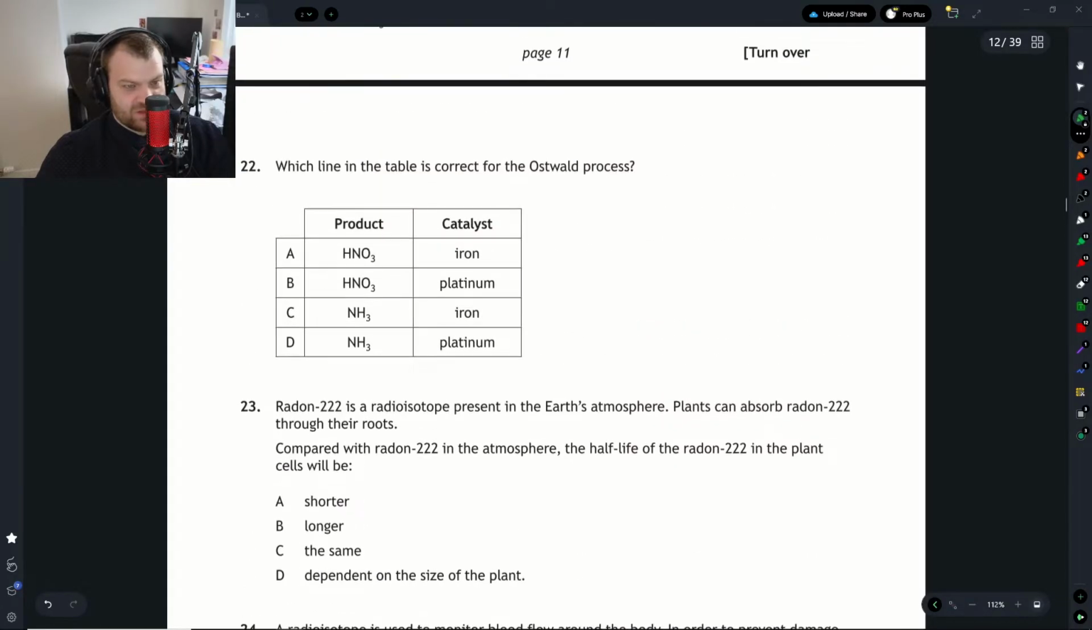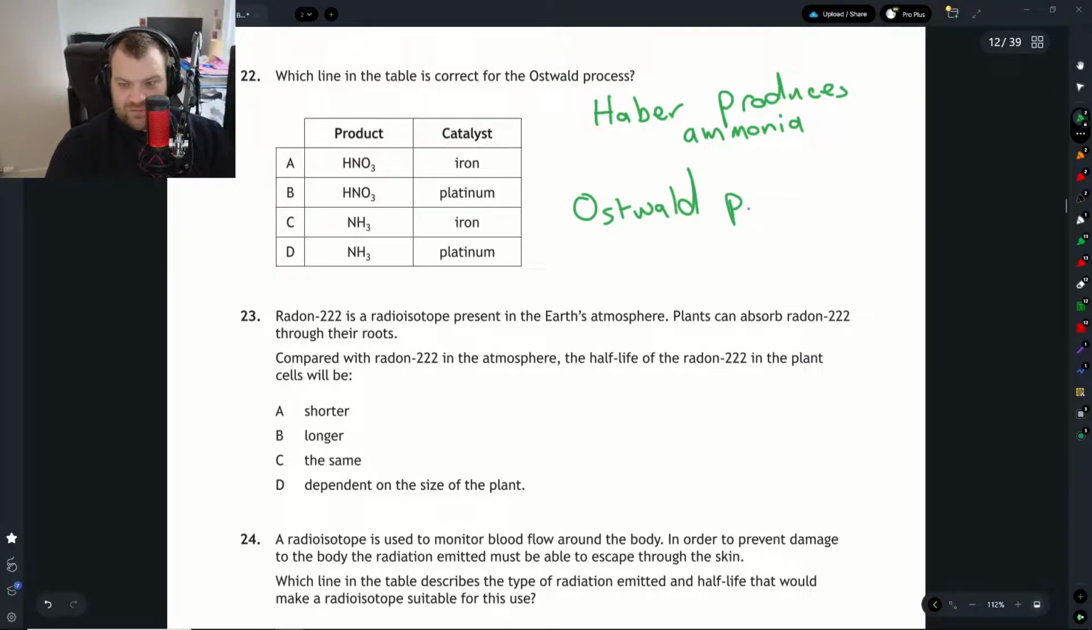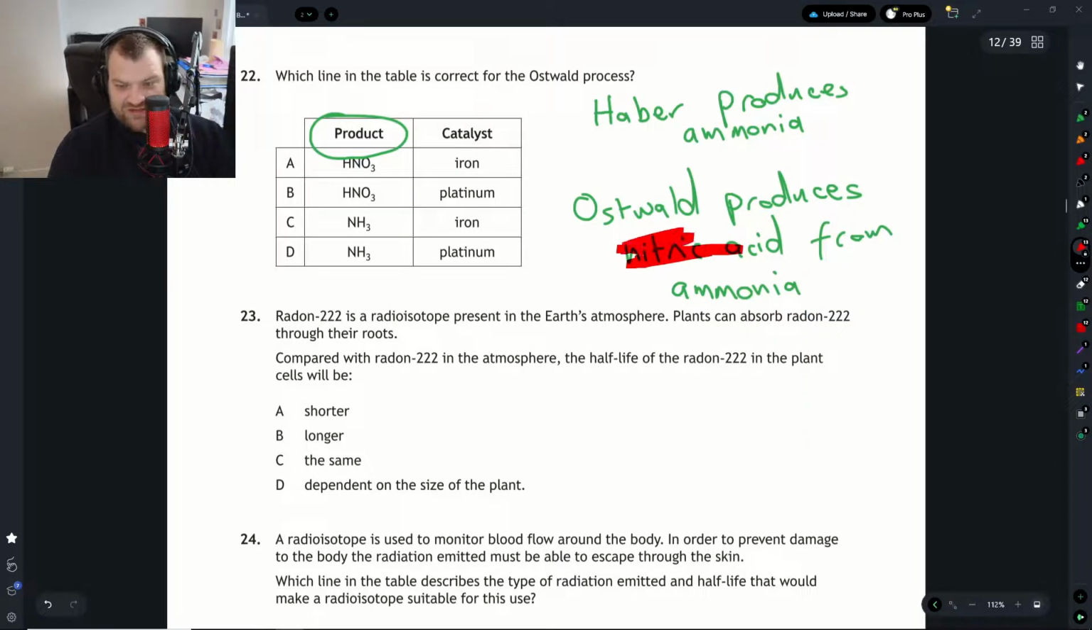Next one, number 22. In question 22, you need to know about 2 processes that are involved in making fertilizers. You need to know about Haber and Ostwald. Haber produces ammonia and Ostwald produces nitric acid. And where it gets tricky is that it is using ammonia. So ammonia is involved in both of them, but it's produced in Haber and used in the Ostwald process. We're asked about the product for the Ostwald process, which means we care about nitric acid.